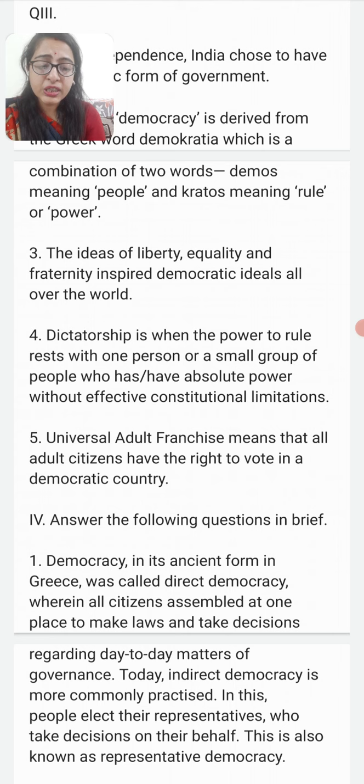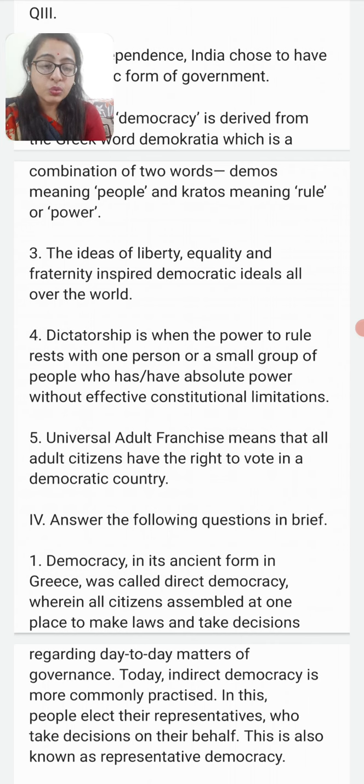So, question number four, explain the term dictatorship. So, dictatorship is when the power to rule rests with one person. Okay, the ruling power rests with one person only or a small group of people who has or have absolute power without effective constitutional limitations. Okay, they do not have any constitutional limitations.